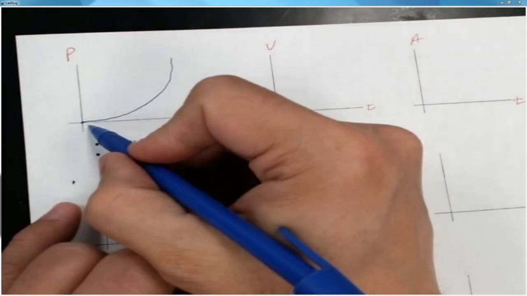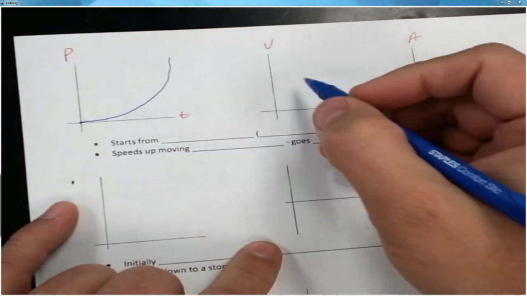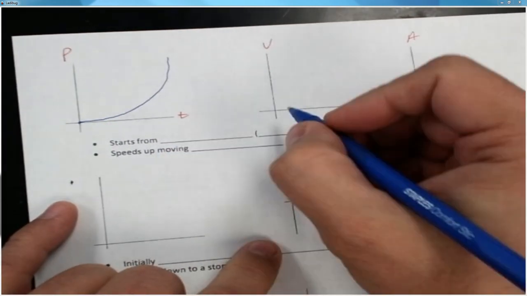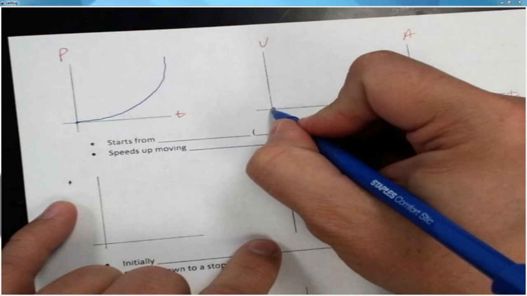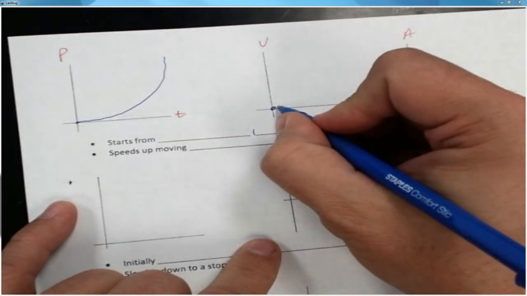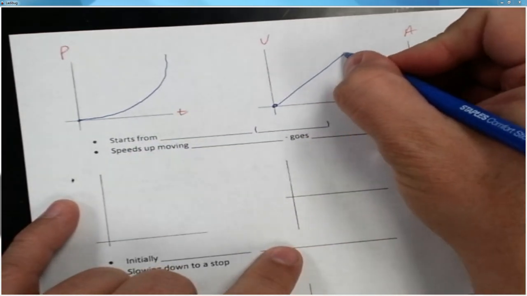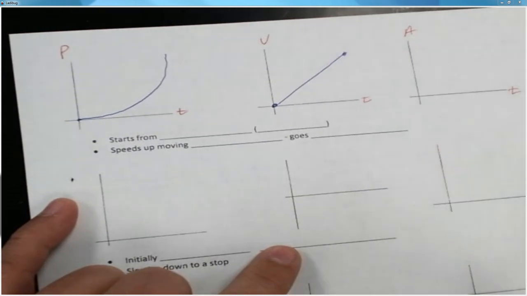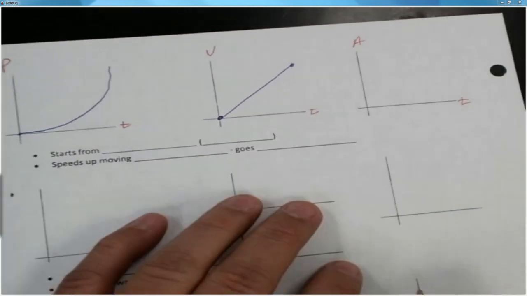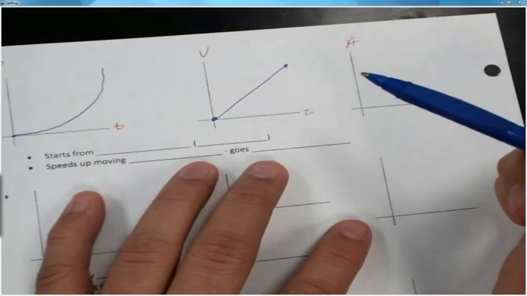So our slope starts out at 0 and gets bigger, and I have to plot the slope over here. So my slope is going to have to start at 0, and it gets bigger and bigger smoothly. So it's going to go off like this, and it just gets bigger and bigger. So I'm getting faster and faster and faster.